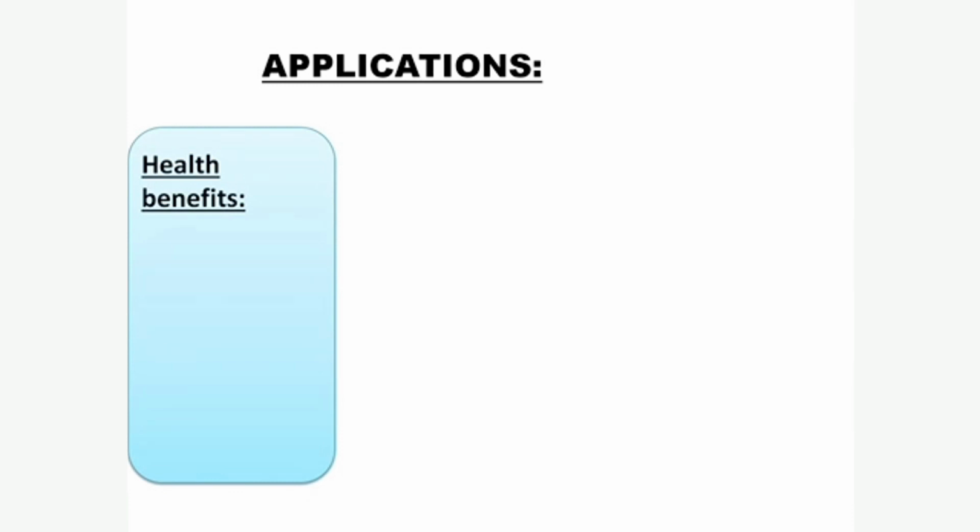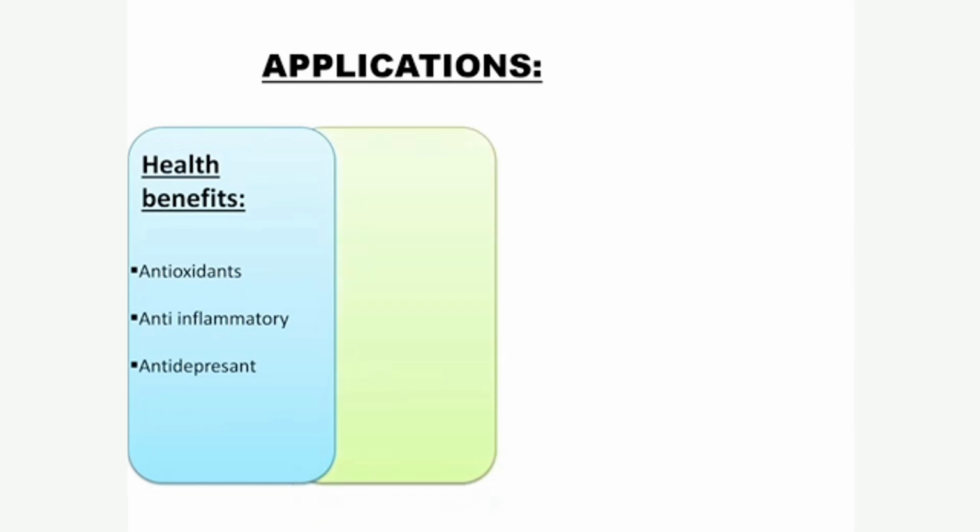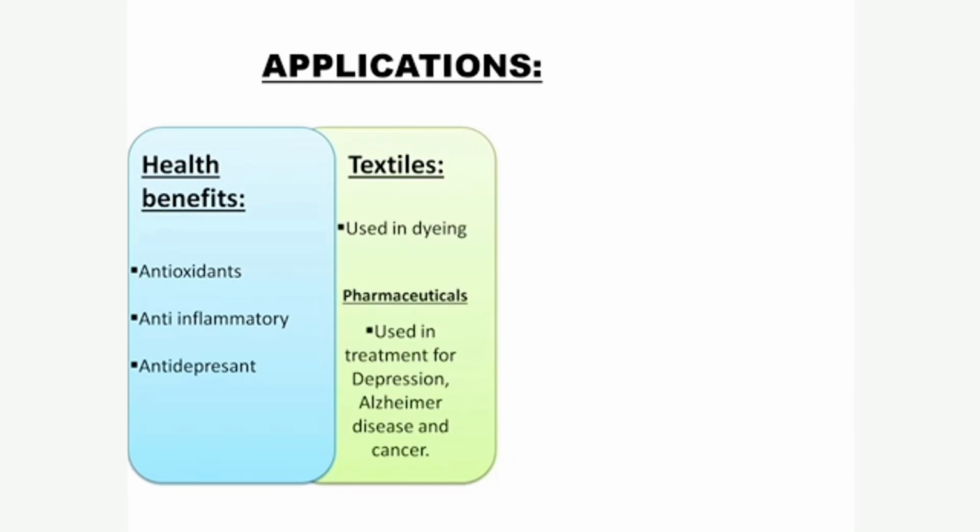Saffron has various health benefits; we use it as an antioxidant, anti-inflammatory, and also as an antidepressant. And the next one, we use it in the textile industry for dyeing purposes. And in the pharmaceutical industry, we also use saffron for the treatment of depression, Alzheimer's disease, and also cancer.